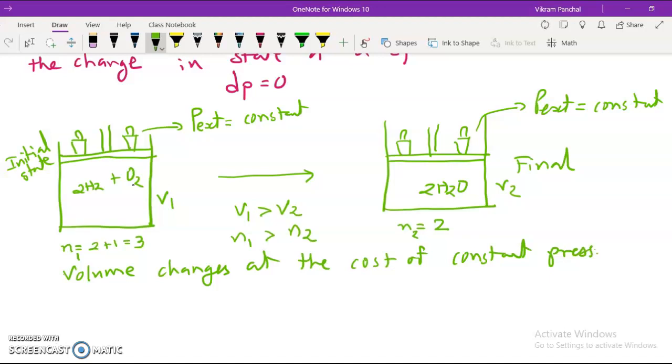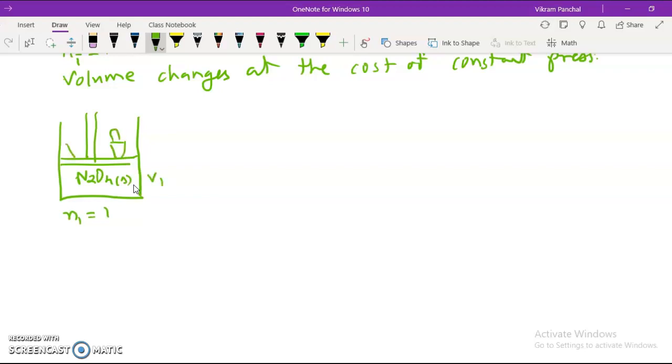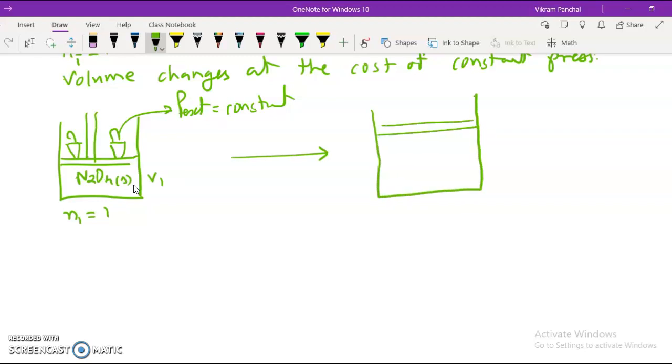Okay, similarly, if you take another example, and here we will fill N2O4 gas, number of mole is 1, volume is V1, pressure remain constant, so P with the help of weight is constant. This is external pressure which is constant, and during the reaction N2O4 produce NO2, but in that case number of moles are more, so piston move upward and final product is NO2 gas. So here N2 is equal to 2. So if final mole increases, volume increases, keeping pressure constant. Okay, so this is an example of again isobaric process.